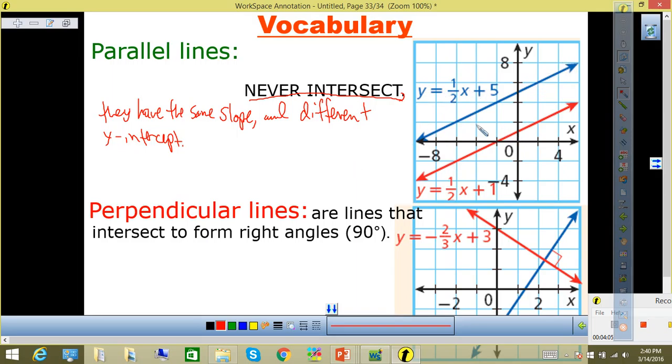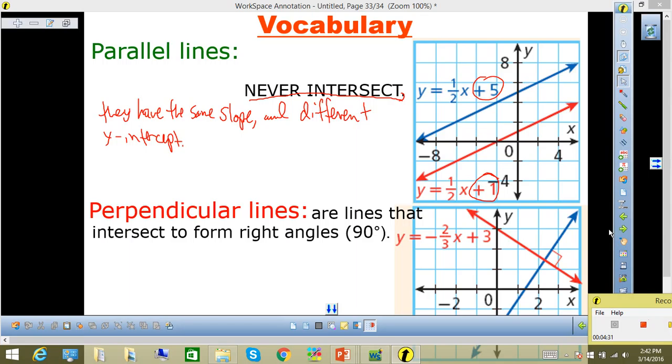Let's see if it's true. Looking at the graphs, do they intersect? No, they will never intersect. But why? According to the equations, because they have the same slope and different what? Y-intercept. So copy this down in your notes. Parallel lines never intersect, and they have the same slope, different y-intercept. Copy that, please. All right. Now that we have the parallel lines, does that make sense? That definition we wrote down? Yeah, never intersect. They have the same slope and different y-intercept.